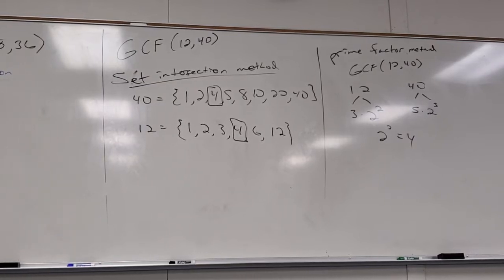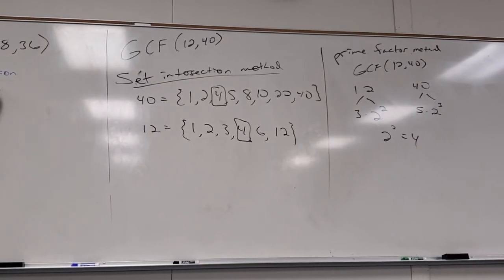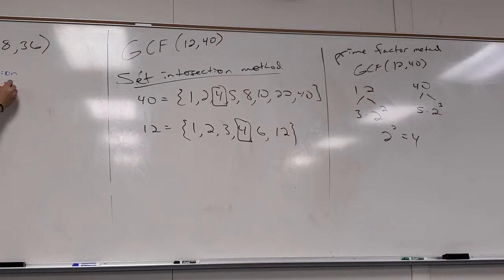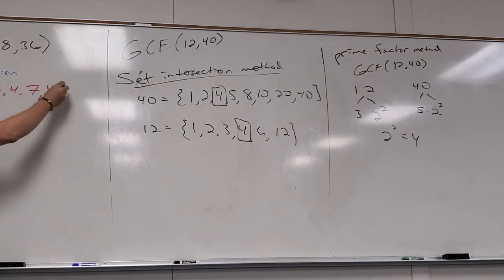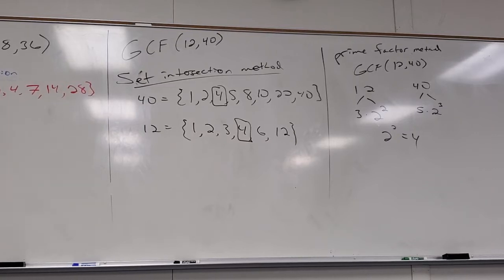So 28, what you got? 28. 1, 2, 4, 7, 14, 28. Okay. The square root of 28 is about 5, so 4 was the turning point. And then 36.